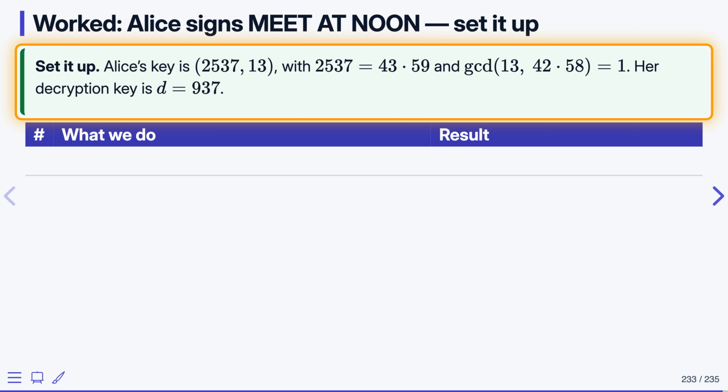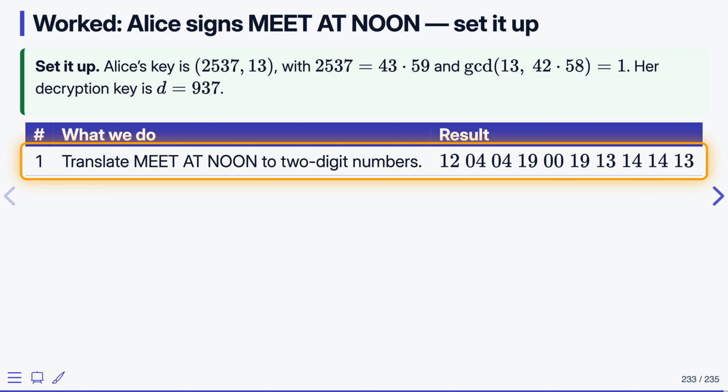Let's watch Alice sign a real message. Set it up. She uses the same key as before, the pair 2537 and 13, built from the primes 43 and 59. Her private key d is 937. She wants to send "meet at noon", signed, so her friends know it is truly hers. Step 1.